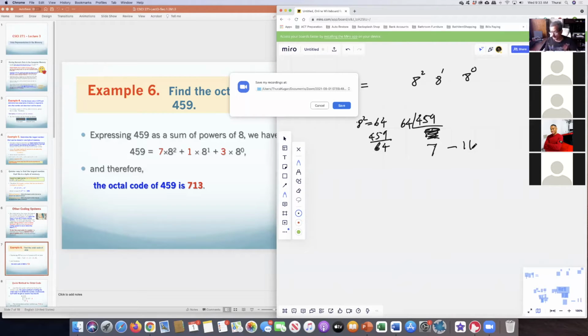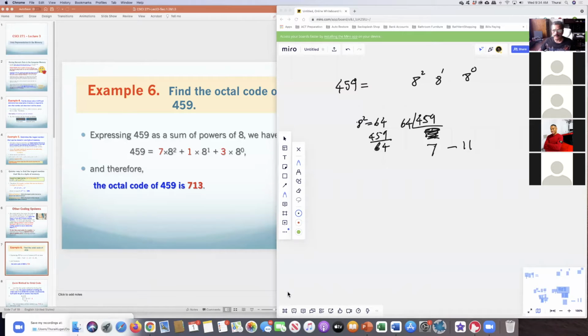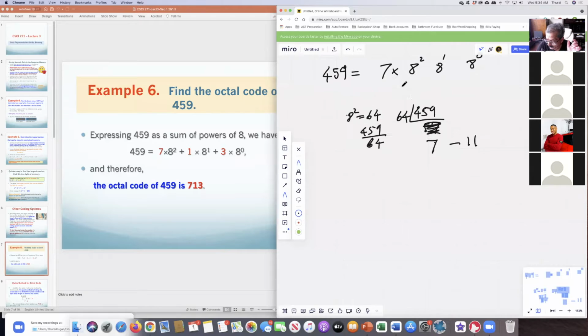And that's it, because now the 7 is less than 8, so we stop. We only keep doing this division until we hit a number less than 8, the base. So we have finished the division. That means the 7 is going to be my coefficient here: 7 times 8 to the 2. The 7 times 8 to the 2 is 456. The remainder is 11.